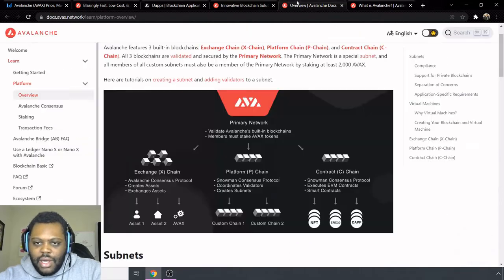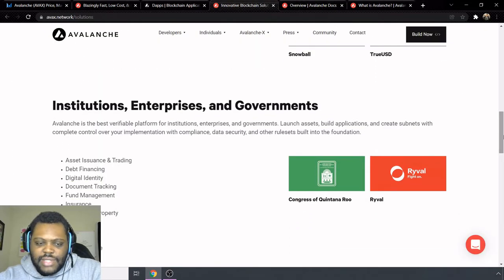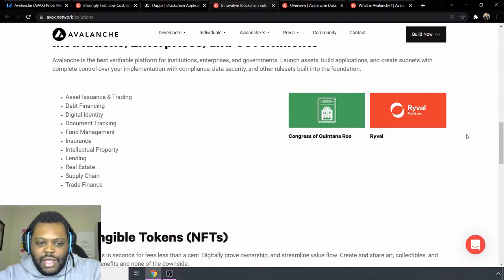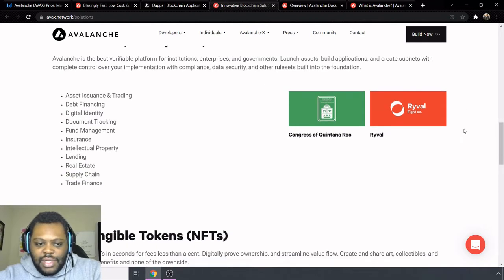So on here, going into this section, one thing I want to highlight is some of the applications that are being used for Avalanche. And so for Avalanche on here, you have asset insurance, debt financing, digital identity, document tracking, fund management, insurance, intellectual property, lending, real estate, supply chain, and trade finance.